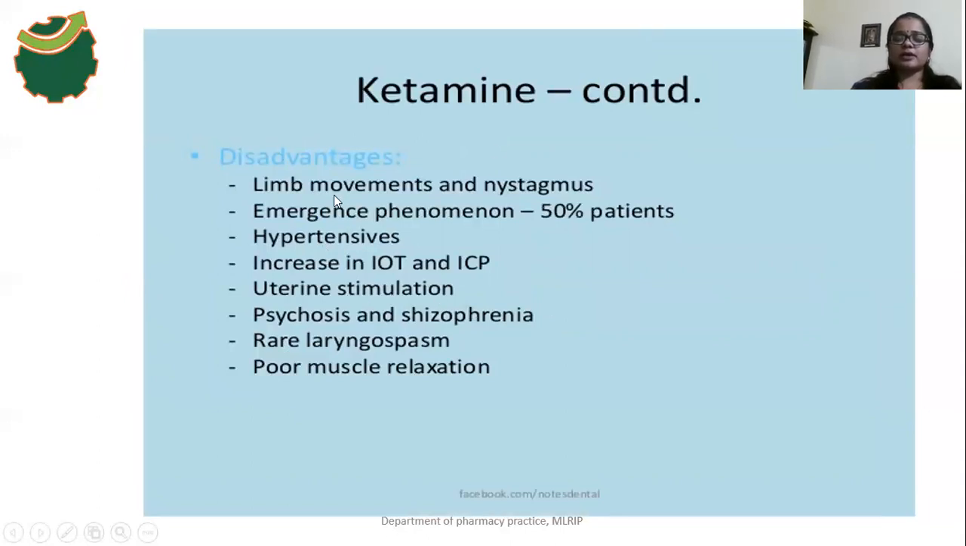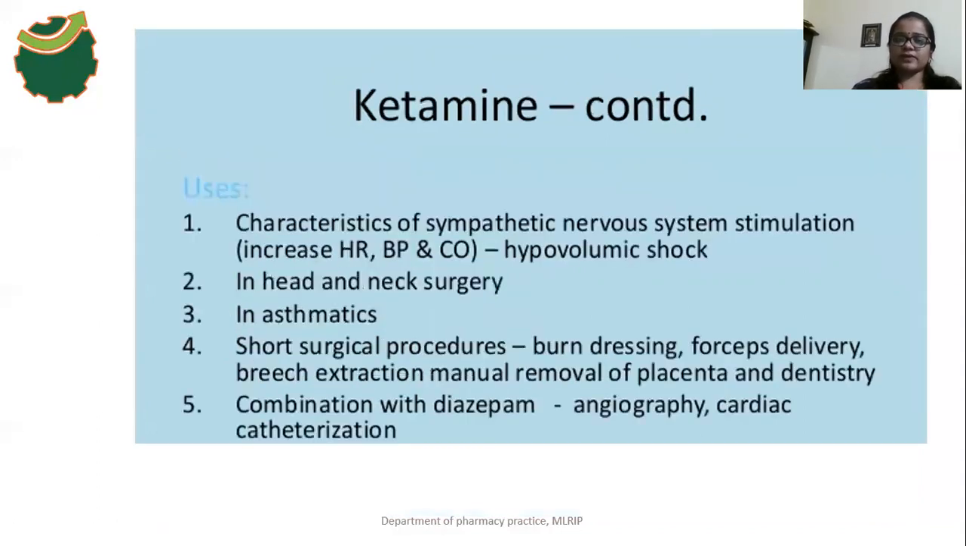Slow limb movements occur during the surgical process, and hypertension. Ketamine causes hypertension, increases the intraocular tension and intracranial pressure, and uterine stimulation also occurs. Psychosis and schizophrenia also occur, and it causes laryngospasm and poor muscle relaxation. Okay, these are the main disadvantages.